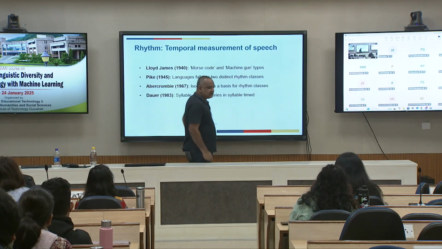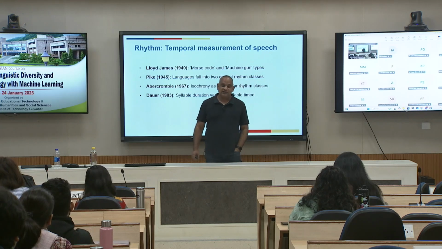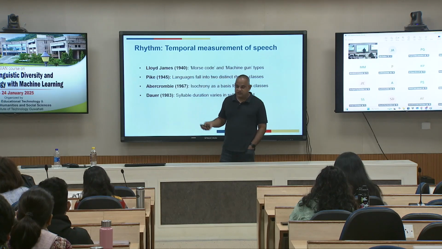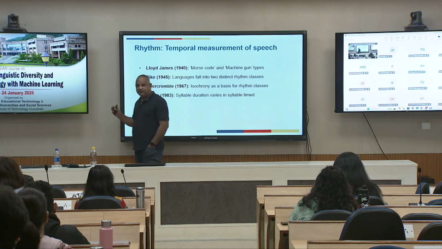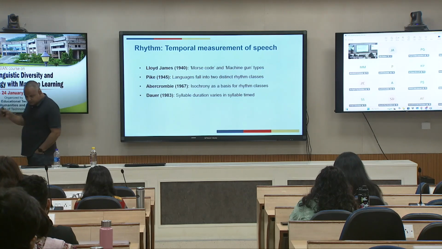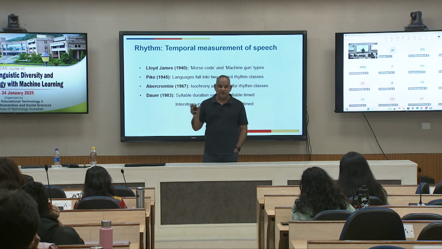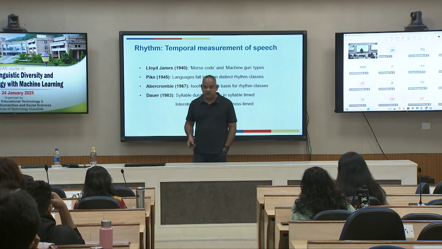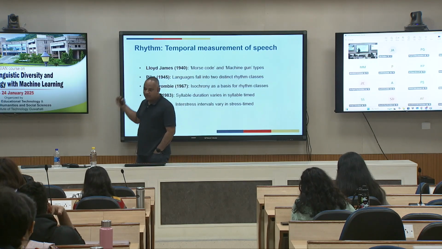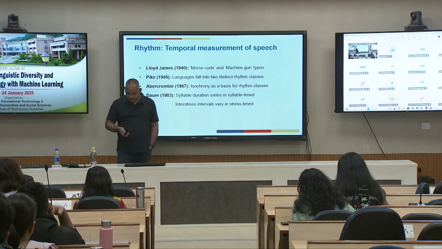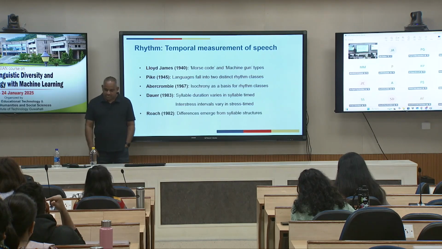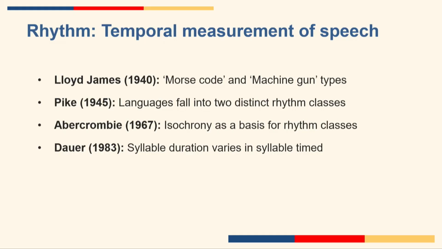So in a stress-timed language like English, each syllable may be very different from the others, with different durations. However, in a syllable-timed language... why did I say syllable duration varies? But anyway, in stress-timed languages, each syllable may not be of equal duration. In syllable-timed languages, each syllable is usually of equal duration. So you can hear them as machine-gun type versus the oft-mentioned Morse code type languages. So there are many different ways of looking into it.